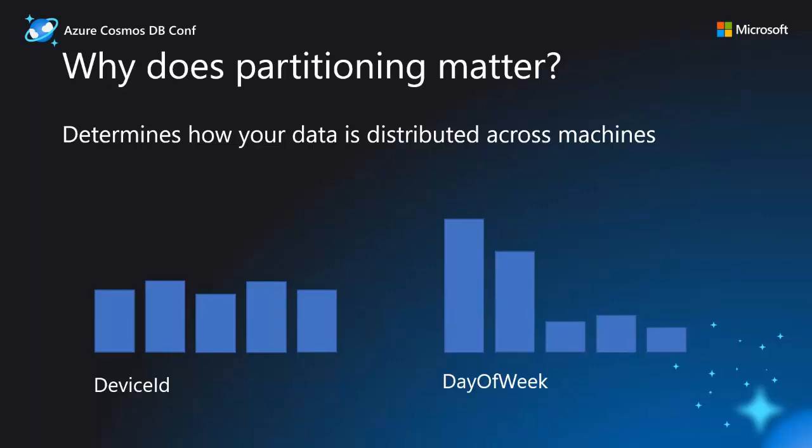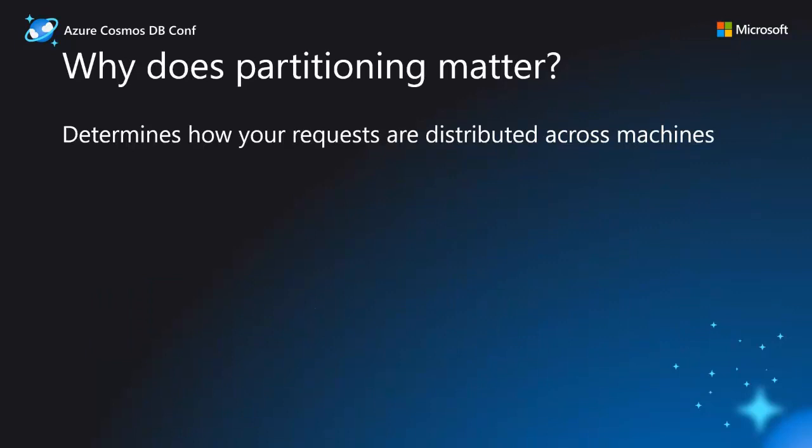Additionally, you notice we only have 7 days of the week, and there's 5 physical partitions. So we know that our mapping isn't going to be even. We're going to have some partitions that have far more data than others. So why does this matter?